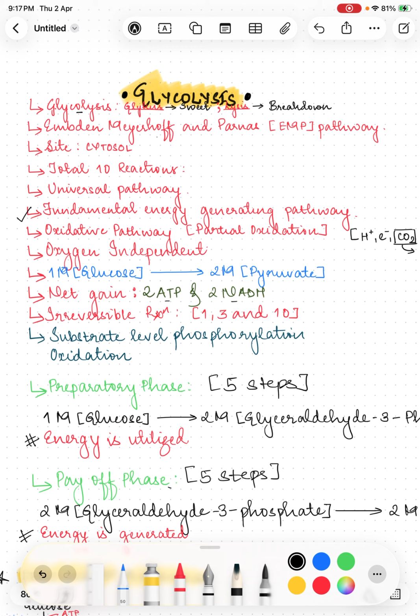During glycolysis, one molecule of glucose, which is a 6-carbon compound, gets converted into 2 molecules of pyruvate, which is of 3 carbon. Net gain of energy is 2 molecules of ATP and 2 molecules of NADH. Reactions number 1, 3 and 10 of the glycolysis pathway are irreversible. During glycolysis, substrate level phosphorylation will occur, during which ATP is synthesized, and oxidation will occur, during which NADH plus H plus is synthesized.